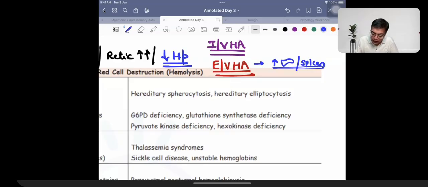What is the hint that you get in a question that the patient is having intravascular hemolytic anemia? Intravascular hemolytic anemia is characterized by RBCs destroyed inside the systemic circulation. So there is going to be hemoglobinuria.